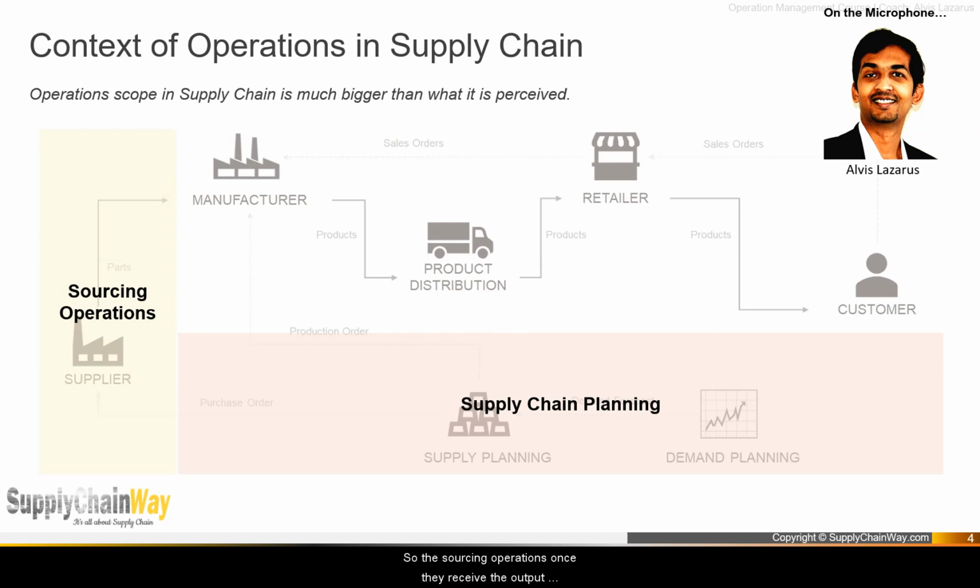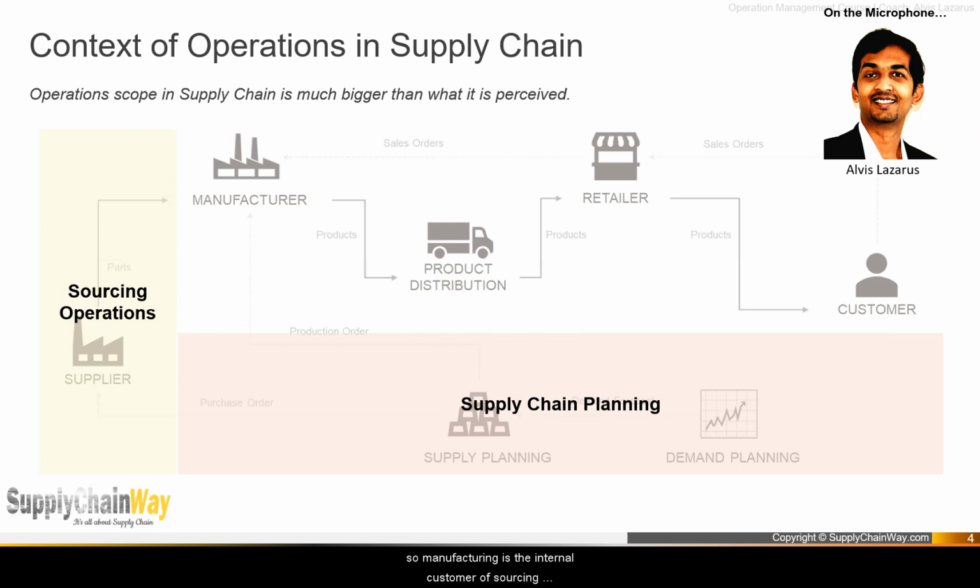So the sourcing operations, once they receive the output, that is the demand forecast and the supply-related input from the supply planning team, their job is to ensure the supplier capacity is there, number one. Number two, ensure to release the purchase orders to the suppliers, and follow up on the purchase orders to receive the product on time at the manufacturing facility. In a nutshell, the job of the sourcing team is to ensure the availability of material at the right time, at the point of use, in the right quantity required by manufacturing.